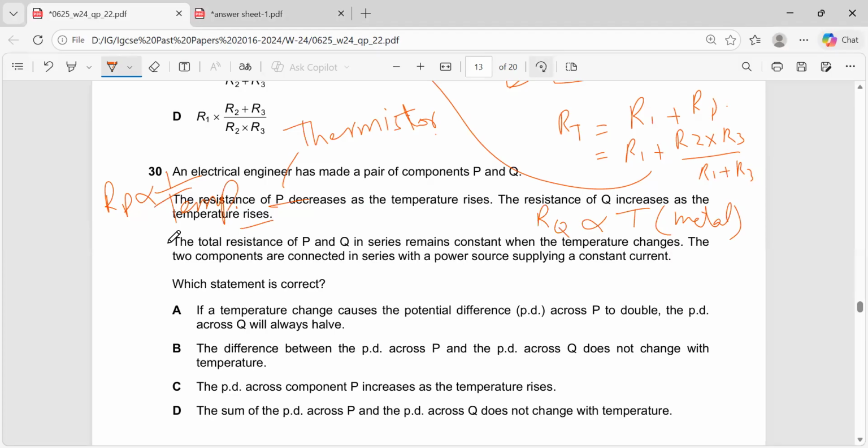Now, dear friends, here, my dear friends, total resistance of P and Q in series remains constant. Total resistance is remaining constant when the temperature changes. So the two components are connected in series with the power supply supplying the constant current. Current is also constant, so they are in series. Which statement is correct? If a temperature change causes the potential difference across P to double, the potential difference across Q is always half. This is nonsense, not correct.